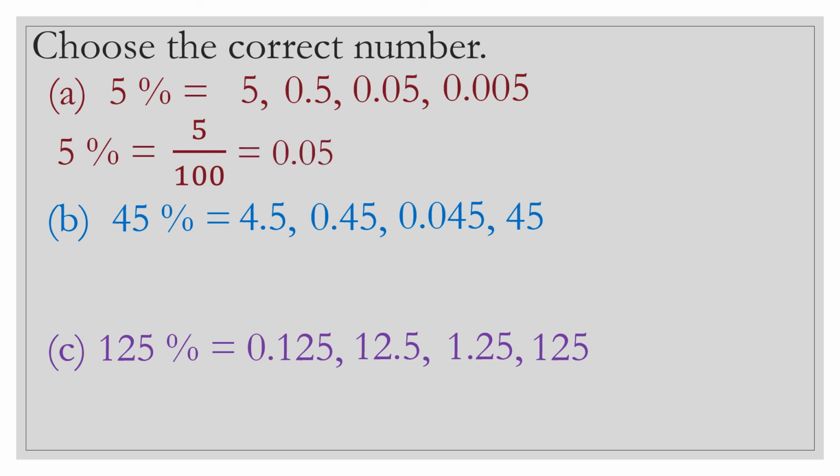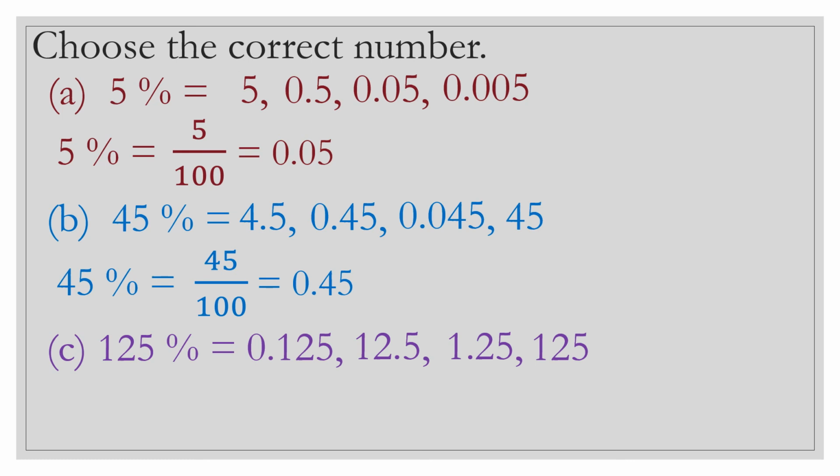Question number B. 45% is equal to 4.5, 0.45, 0.045, 45. We know that 45% is equal to 45 upon 100. If we write 45 upon 100 into decimal form, we get 0.45. So the answer is 0.45.